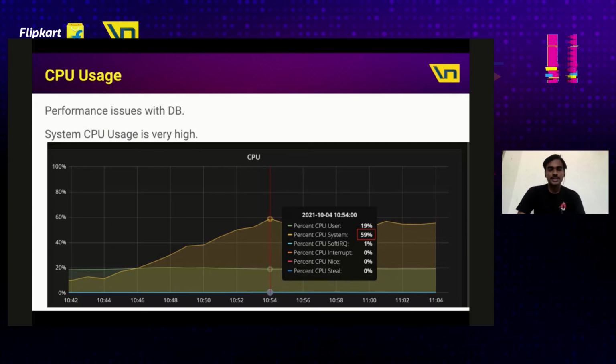And after we analyzed, we found that there are some performance issues with our database. And finally, we got this graph. If you can see in this graph, it's showing the CPU usage of that particular database server, and here I already highlighted the system CPU, and it mentioned around 59 percent, right? So what it says is that the system CPU part is taking more on this particular day, which caused the slowness in our database.